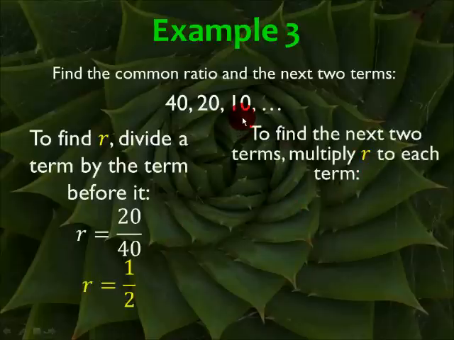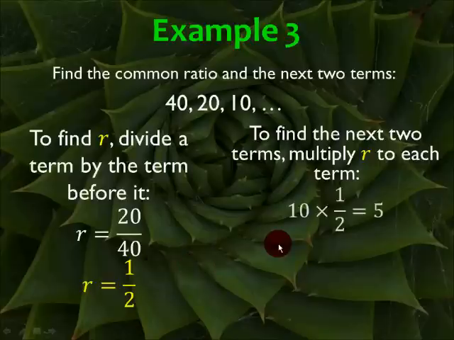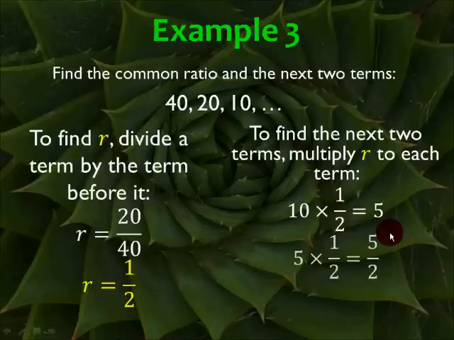Now, to find the next two terms, multiply each term by R. So we're going to take the 10 and multiply it by R. Our next term after the 10 is 10 times 1/2, or 5. The following term after that is 5 times 1/2, or 5/2. Thus, the next two terms are 5 and 5/2.